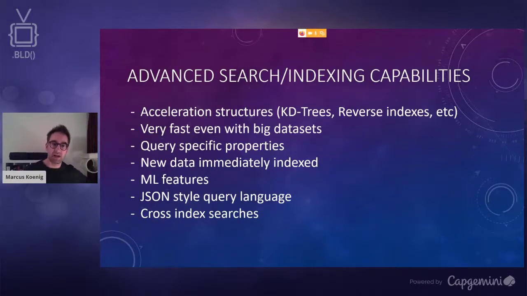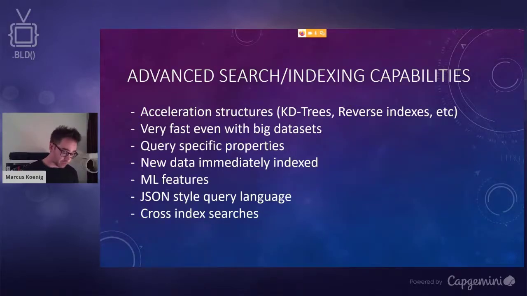Now, where it shines are the search and indexing capabilities. It has a lot of acceleration structures, very technical things like KD trees, reverse indexes, etc. So that means even if you have a lot of data in it, when you type a query, it is nearly instantaneous when you get information out of there. So you can query specific properties, but it still reacts almost in real time. And as soon as you spool in new data, it is immediately indexed and immediately ready to be searched. So there is no waiting time or crunching time.